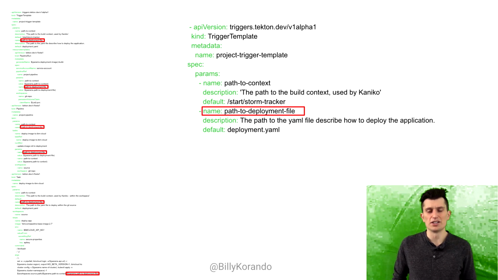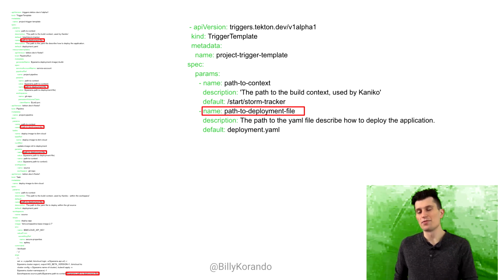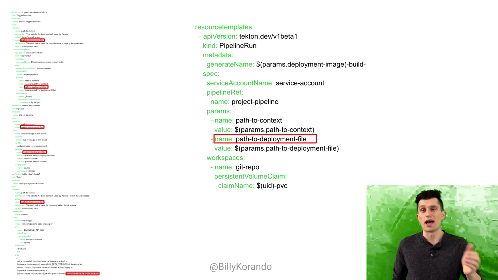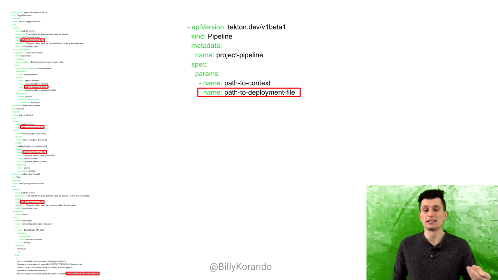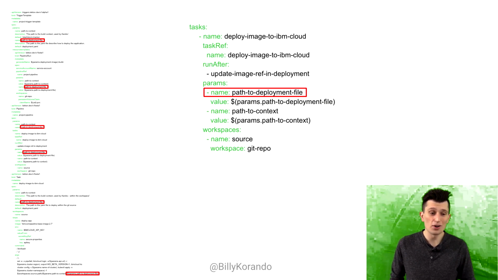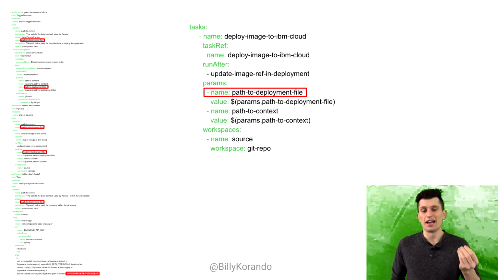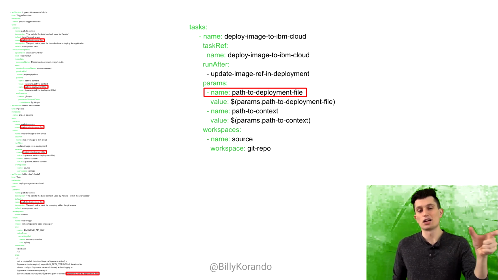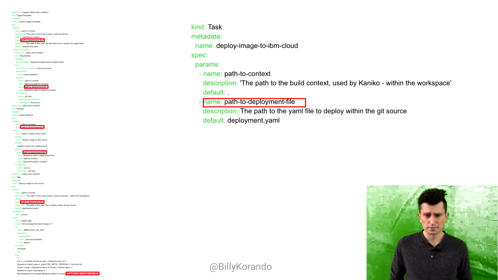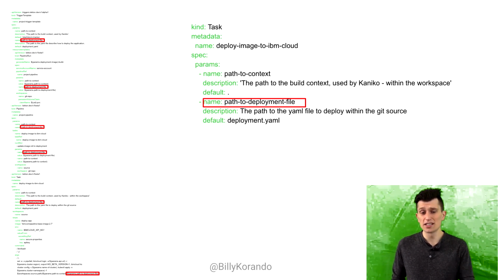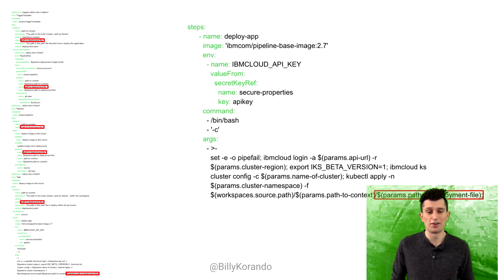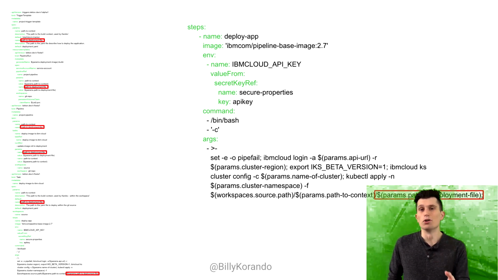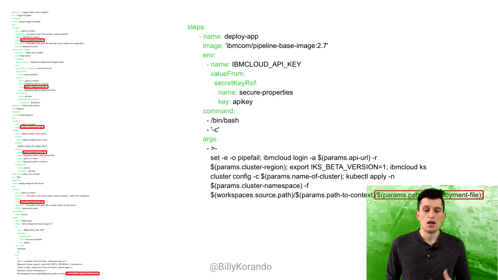But here at first, within the trigger template, I'm referencing this passive deployment file. Then within the pipeline run, I'm referencing it again to pass it into the pipeline. Within the pipeline, I had to define the passive deployment file as well. Within the pipeline, I also have to define it for the task, saying, hey, for this task, I'm going to be using this passive deployment file. Finally, within the task definition itself, I also define the passive deployment file. And then finally, within the step of the task, I actually put that value to use.